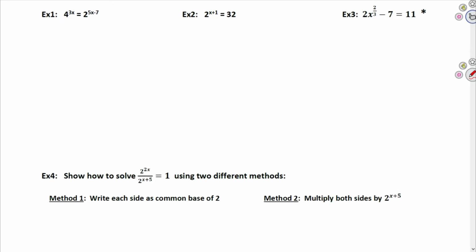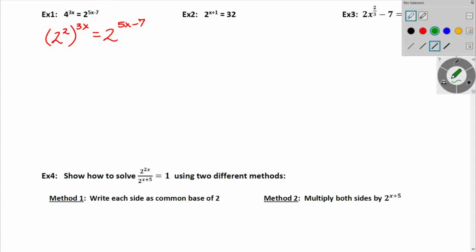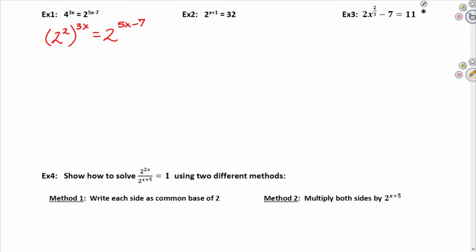So I'm going to write 4 as 2 squared, okay? That's 4, and that's being raised to the power of 3x. And that's equal to 2 to the power of 5x minus 7, okay? And then I will use the power rule, and I will multiply these exponents together, and I get 2 to the power of 6x is equal to 2 to the power of 5x minus 7.